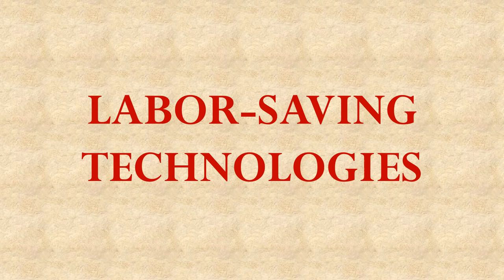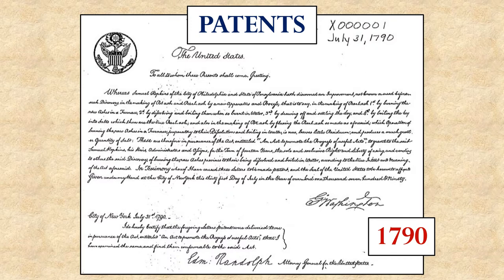In addition to these technologies that were created to move goods and people, there were also technologies created that simply made work easier for everyone. This was particularly possible in the United States because of an idea called patents, which was actually written into the Constitution. This is a process by which the government essentially gives somebody a license to exclusively market a product that they have invented for a certain amount of time.